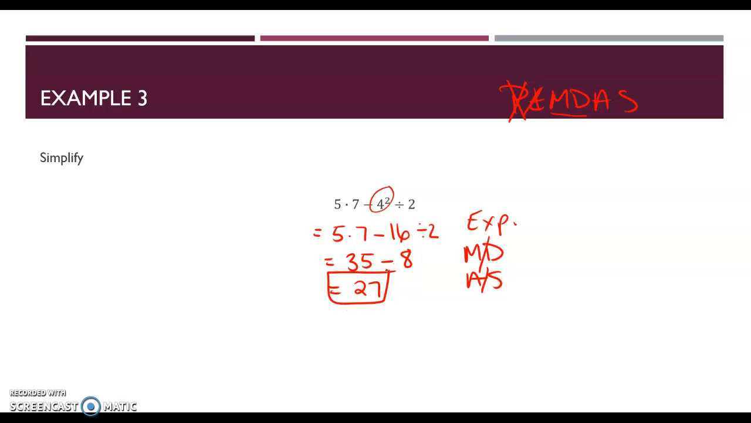And that is how order of operations works. If we were to do things out of order, then what we would find is that we would get completely different answers. And normally, like on this one, the most common mistake is people will just do all operations from left to right. And so they would do 5 times 7 and then subtract the 16 and then divide by 2. And so they forget the proper order in which to do things.